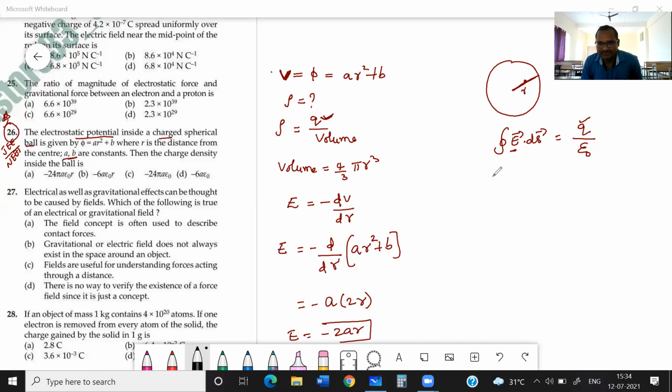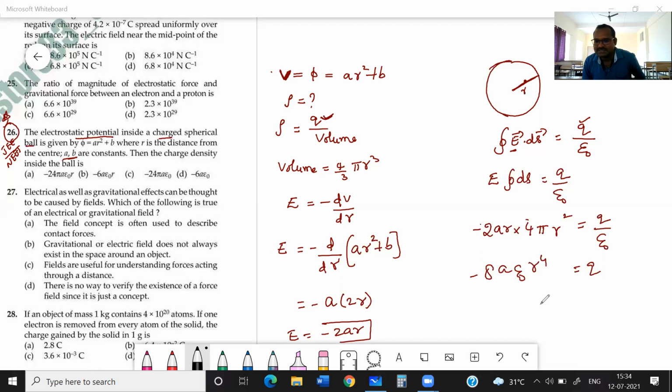Electric field into the surface integral of ds can be written as q by epsilon naught. The electric field is minus 2ar, and the surface integration over this spherical surface is 4 pi r square. Clear, students? This is equal to q by epsilon naught. Then q can be written as epsilon naught times that, so q is minus 8 pi a epsilon naught r to the power 4.